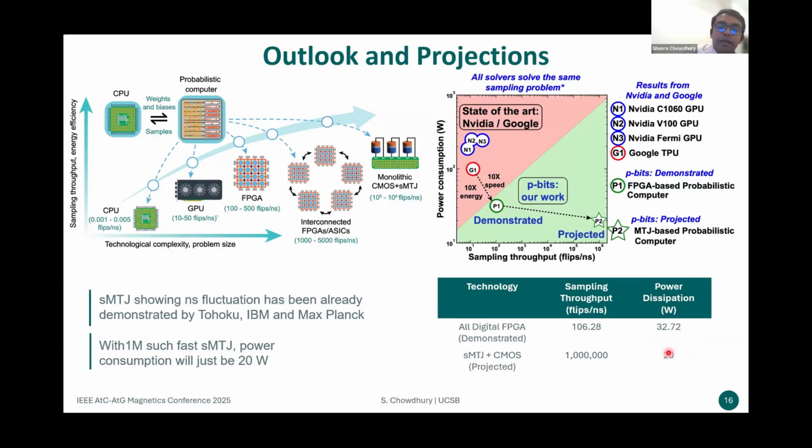So there is a huge improvement both in sampling throughput and in power if you use these monolithic, nanomagnet-based p-computers. So thank you. That's all, and if you have any questions, I'll be glad to take them.